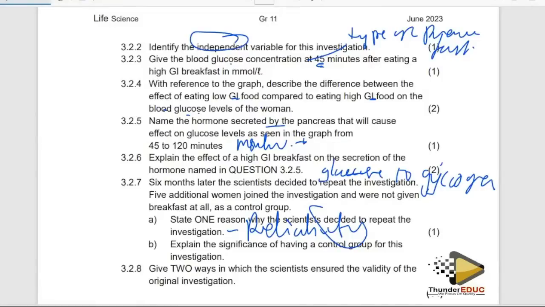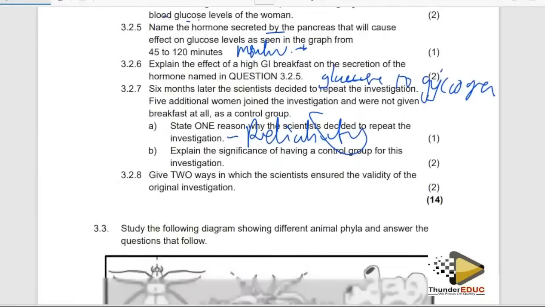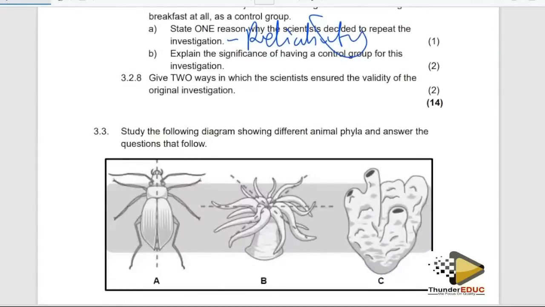And then they're saying, explain the significance of having a control group in this investigation. Basically, when you are bringing in the control group, you are comparing the results. Meaning that we'll see when you took breakfast and without taking breakfast, what is going to happen? So it's basically to compare the results.